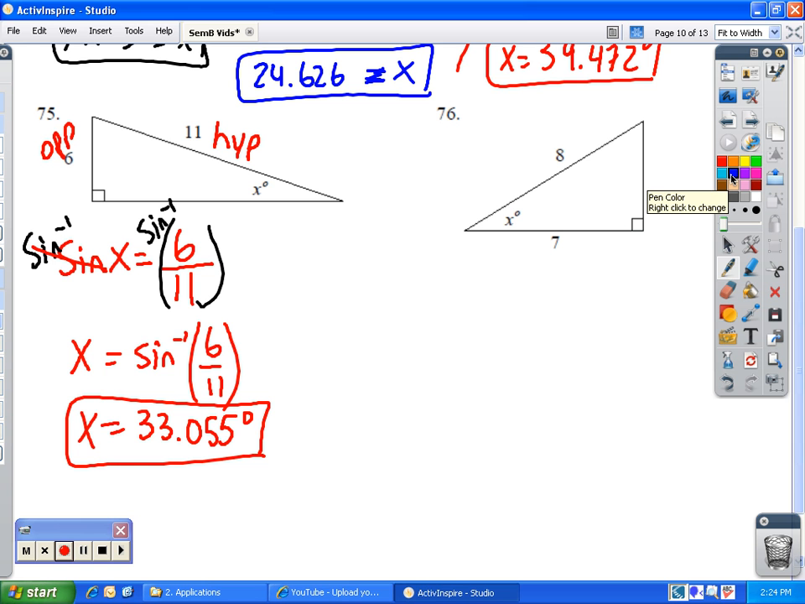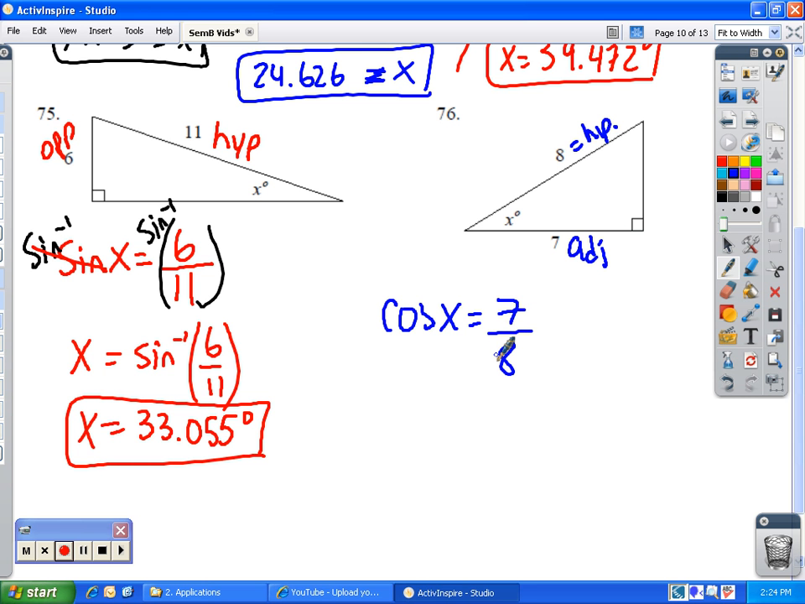Last but not least, we're going to do number 76. Our angle is x. We don't know opposite. We do, however, know the hypotenuse opposite that 90-degree angle, which leaves 7 to be the adjacent side. Adjacent and hypotenuse are A and H. That goes with the cosine function. So the cosine of angle x equals adjacent over hypotenuse.